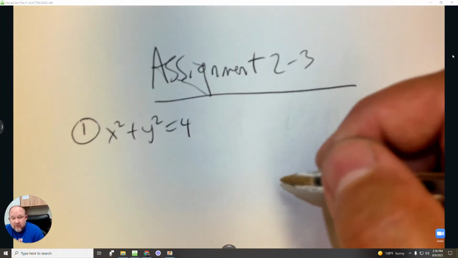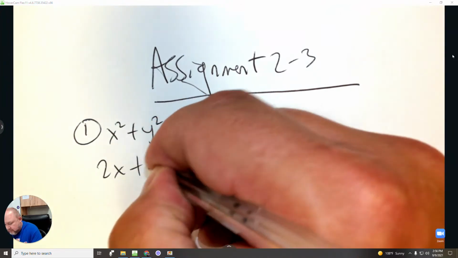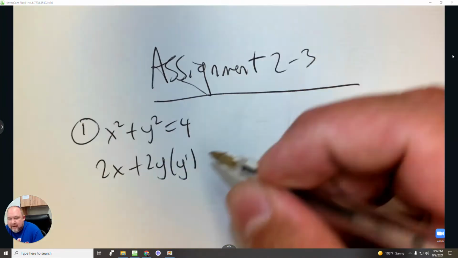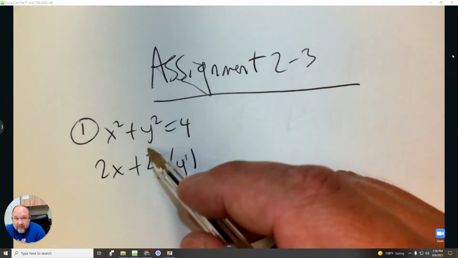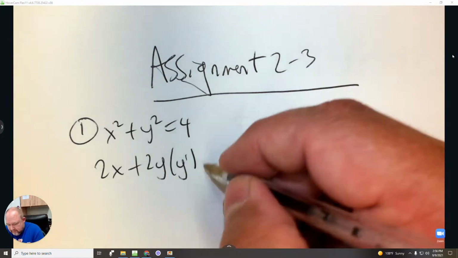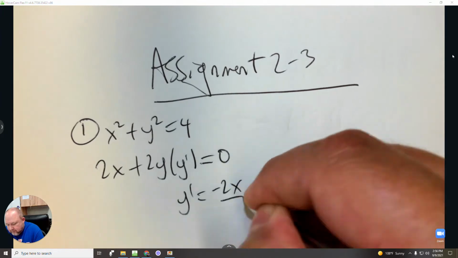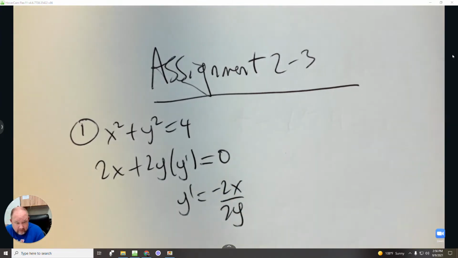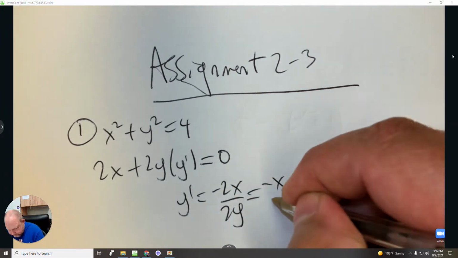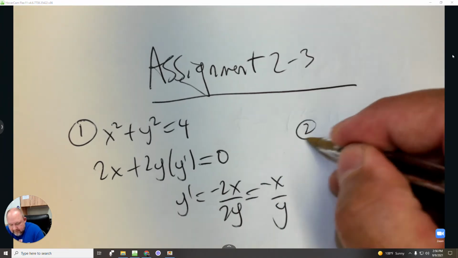So can we take the derivative here? That's 2x and 2y, but it needs a y prime. You need that hook on whenever you take the derivative and y is involved. The derivative of 4 is 0, and then get y prime by itself. So subtract 2x, divide by 2y, and you have your answer. Number 2.